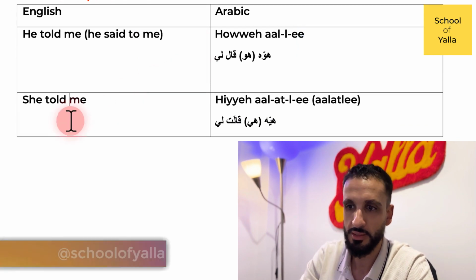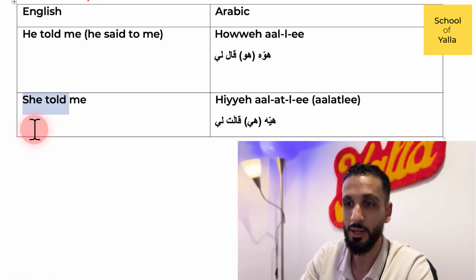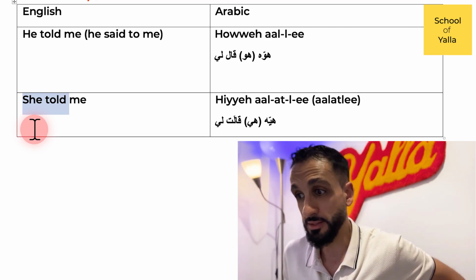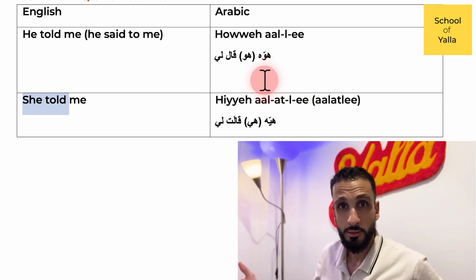She told me, let's break this down. So she told me, she said, first, she told, hiya qalat. On its own, hiya qalat, right? And then to me, hiya qalat li. Hiya qalat li. So, huwa qal li, hiya qalat li.